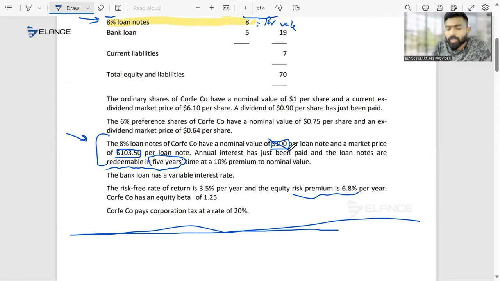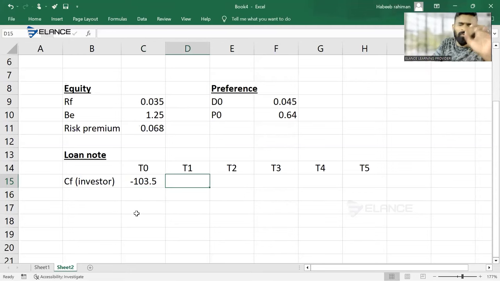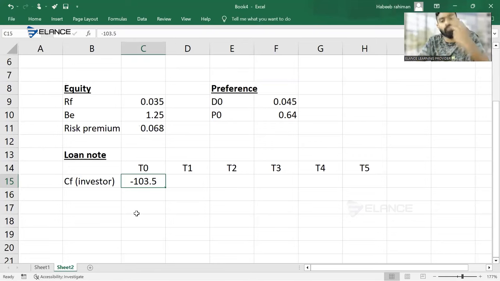Okay, an investor has to invest 103.5. The common mistake here is, investment has to be a positive cash flow or a negative cash flow? Please do respond. It has to be a negative cash flow. If you didn't provide that negative cash flow, your IRR formula is not going to work. Be careful. This is a common error from my 14 years of teaching experience for this paper. Many students forgot to put the negative sign for this investment. It's an investment for the investor, it's an outflow.